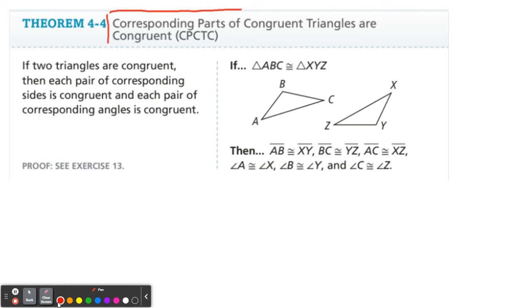CPCTC. I had a geometry teacher, Mrs. Halas. She always wore a lot of red lipstick, and I can still remember her saying CPCTC. She enunciated very well. It's burned into my brain.